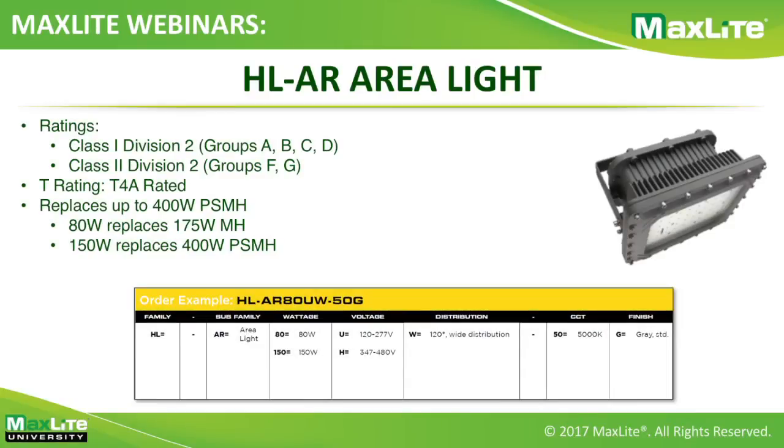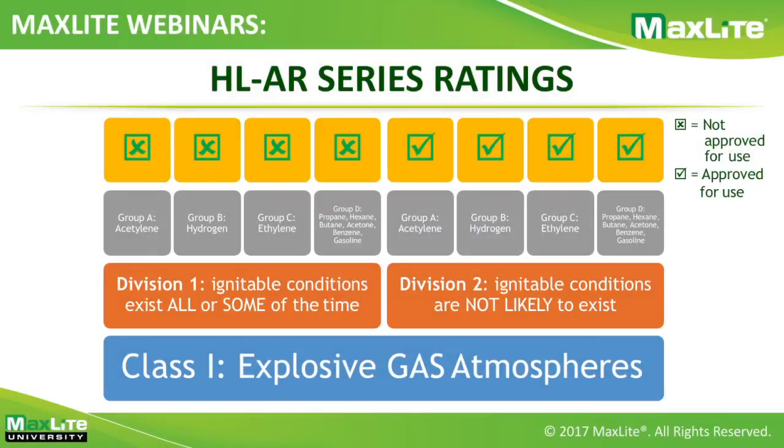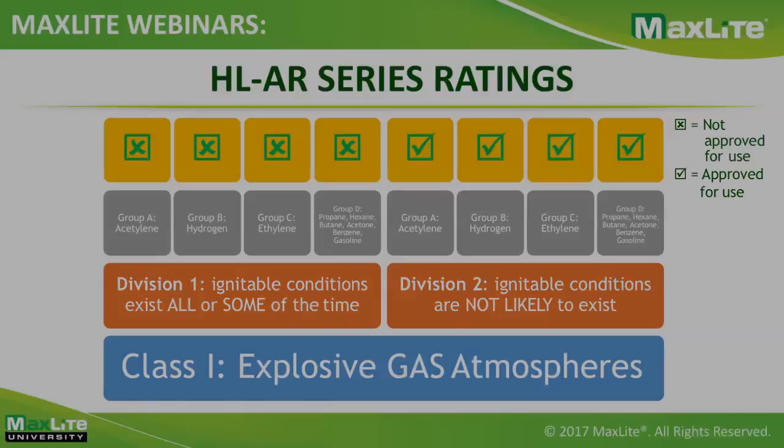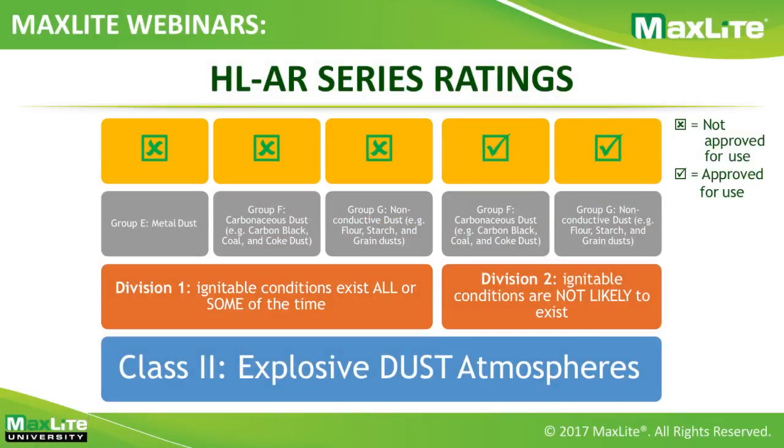Our newest product is actually our area light, which comes in 2 different wattage options, ranging from a 175 watt metal halide solution to a 400 watt pulse start metal halide solution. The product is rated for Class 1 Division 2 and Class 2 Division 2, and it has a T4A rating. This area light covers Class 1 Division 2 explosive gas atmospheres for all 4 groups, and also Class 2 Division 2 dust atmospheres for groups F and G.